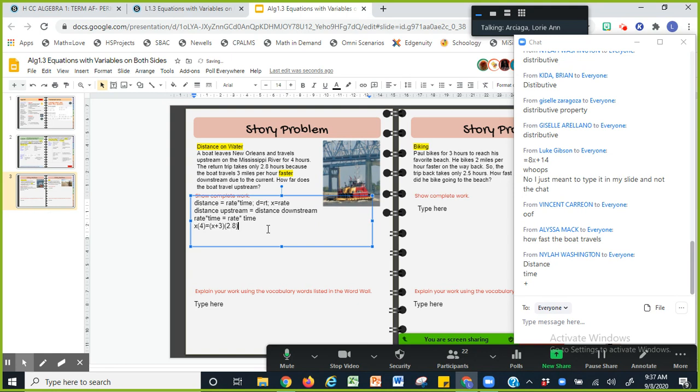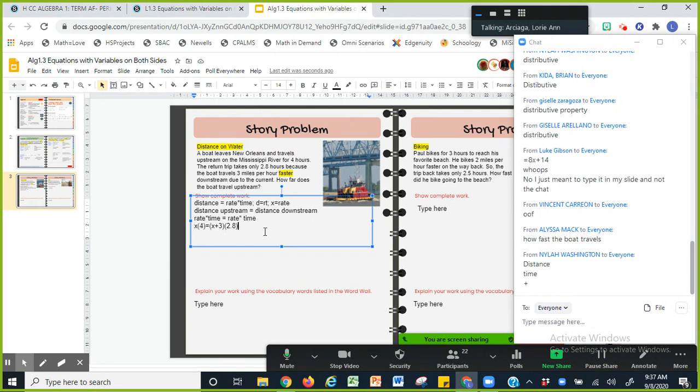So 2.8. If you're confused right now or lost, we just use the formula rate times time repeatedly, where rate is x because that's what we're looking for, right? That's one of the things we need in order to find the distance traveled. So the rate of the boat going upstream is x. Going downstream, it became 3 miles per hour faster, so we added 3. Nyla said change it to plus, so x plus 3. And then the time for upstream is 4 hours, while the time for downstream is 2.8 hours.